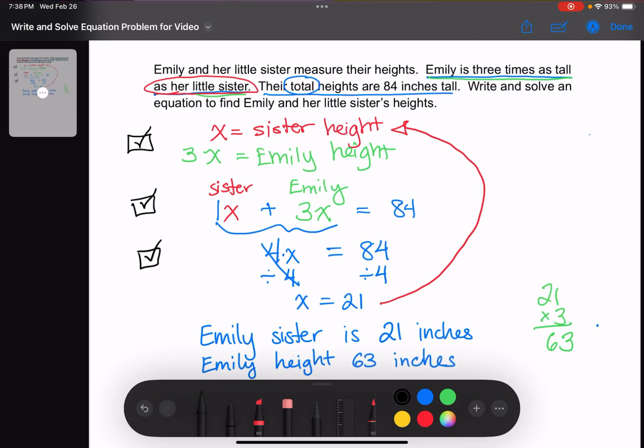We now have answered the question, which was to find Emily and her little sister's heights. And that is our final answer with the 4 different components of our answer.